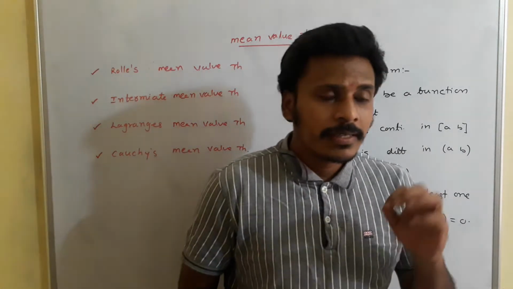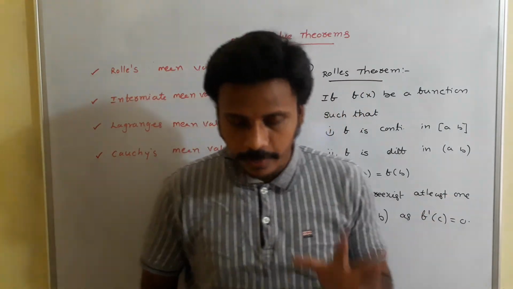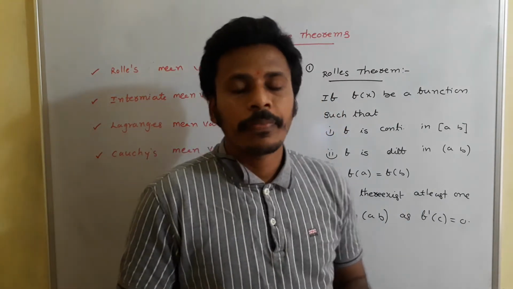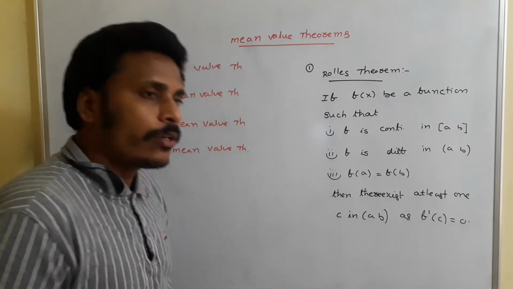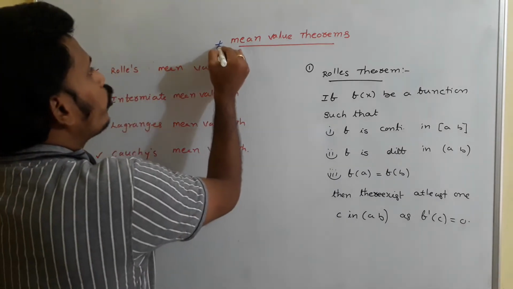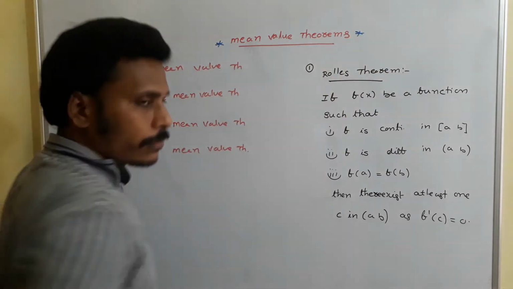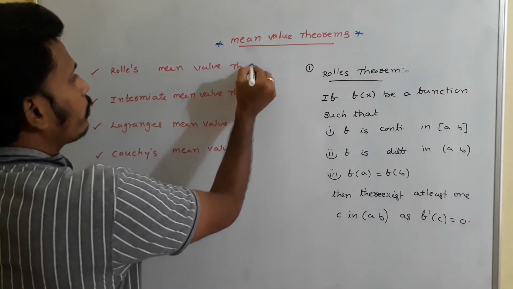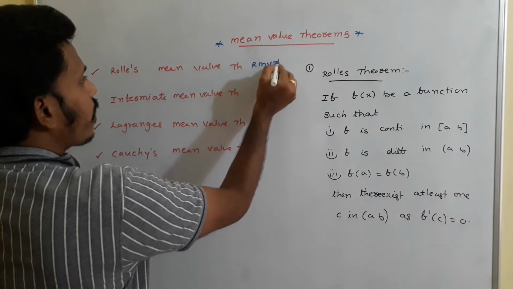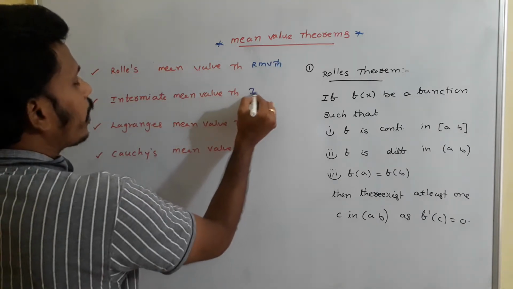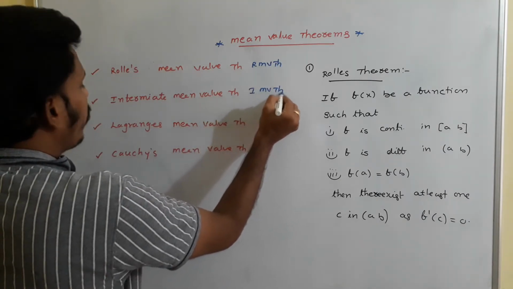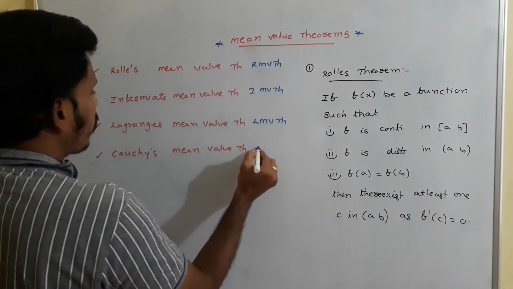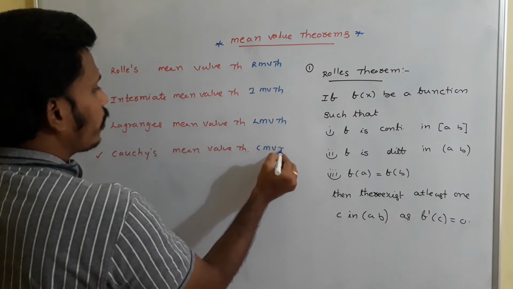Right. As a part of applications of derivatives, we completed tangents and normals. Now, I am going to discuss mean value theorems. Mean value theorem, and specifically Rolle's mean value theorem, which we usually write as RMVTH. Intermediate mean value theorem, IMVTH. Lagrange's mean value theorem, LMVTH, and Cauchy's mean value theorem.